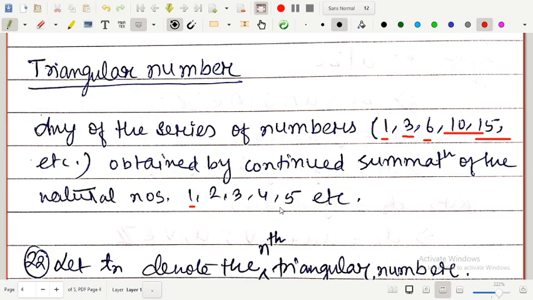And the sum can be easily evaluated with the formula n into (n plus 1) by 2. That is 100 into (100 plus 1) by 2, and then the answer you will be getting is 5050. Okay, so these are triangular numbers. All these are triangular numbers. First triangular number, second triangular number, like this.